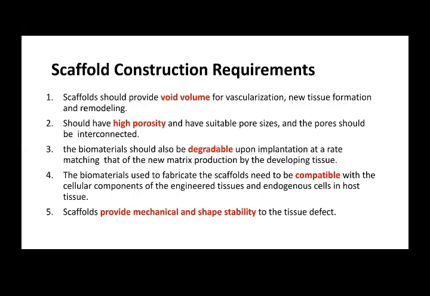Scaffold construction requirements. 1, scaffolds should provide void volume for vascularization, new tissue formation and remodeling. 2, it should have high porosity, so have suitable pore sizes, and the pores should be interconnected. 3, biomaterials should be degradable upon implantation at a rate matching that of the new matrix production by the developing tissue. 4, the biomaterials used to fabricate the scaffolds need to be compatible with the cellular components of the engineered tissues and endogenous cells in host tissue.